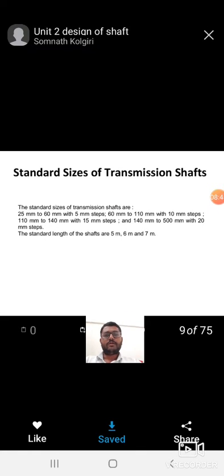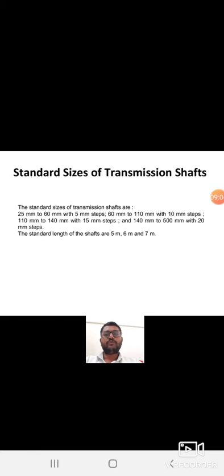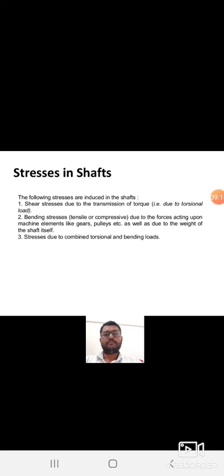Then the next point is standard sizes of transmission shafts. The standard sizes of transmission shafts are 25 mm to 60 mm with 5 mm steps, 60 mm to 110 mm with 10 mm steps, 110 mm to 140 mm with 15 mm steps, and 140 mm to 500 mm with 20 mm steps. The standard lengths of shafts are 5 meter, 6 meter and 7 meter.